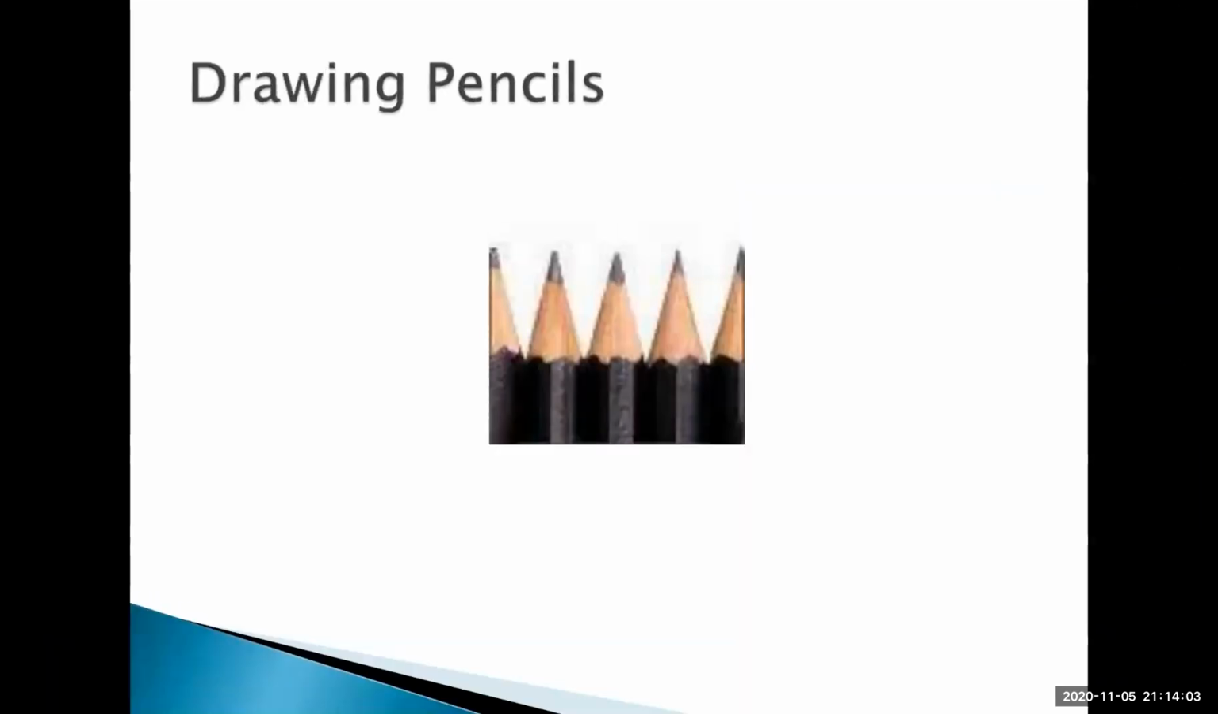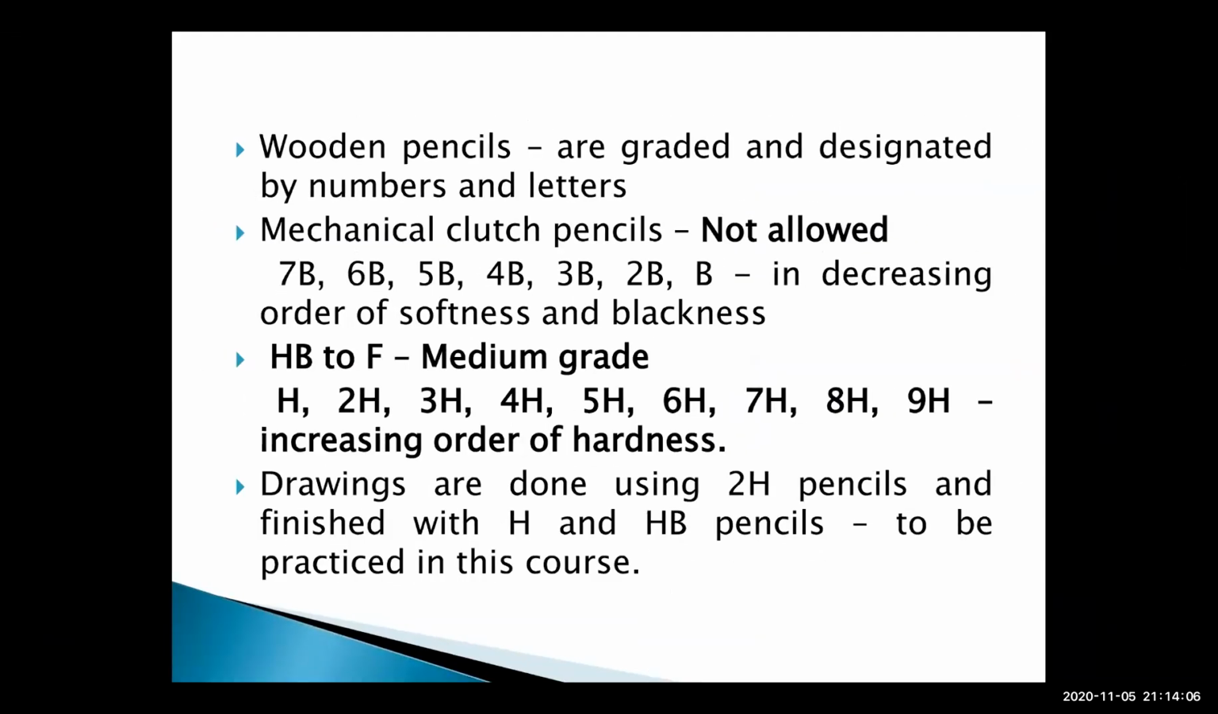So these are the drawing pencils. Pencil related rules are also there. Wooden pencils are there, graded and designated. Mechanical pencil is not allowed in the drawing. B grade is in decreasing order of softness and blackness. 7B is the dark one and the soft one. B is the soft one, and 7B is the softest. HB and F are medium grade. And H, 2H, 3H are in increasing order of hardness.